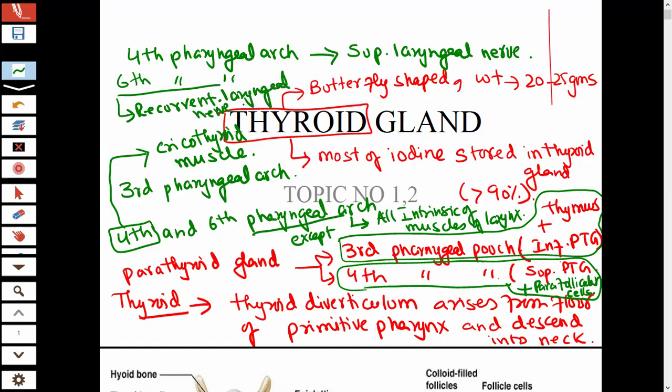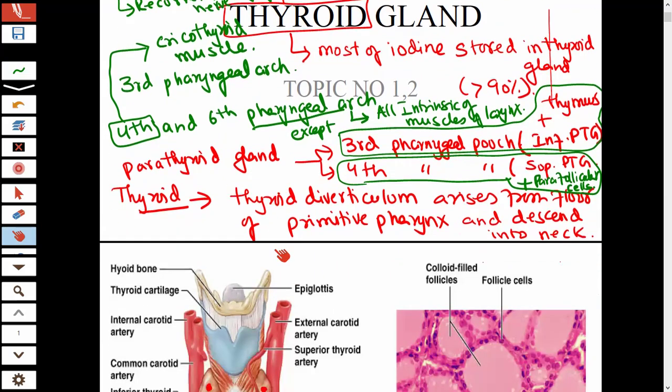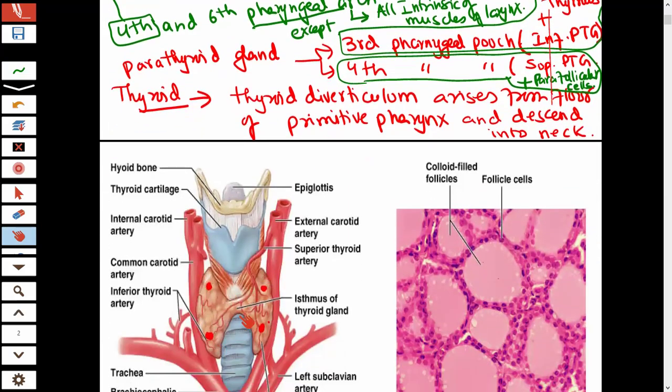So see, in this slide, I explain to you the important things in relation to the development of the thyroid gland. Once again, I am revising to all of you. Number one point which you must remember: the thyroid gland develops as a thyroid diverticulum. Diverticulum means outpouching. Okay, outpouching arises in the floor of the primitive pharynx, and then it is going to descend into the neck region. Second important point, this is your thyroid gland, a butterfly shaped organ present in the anterior part of your neck region.